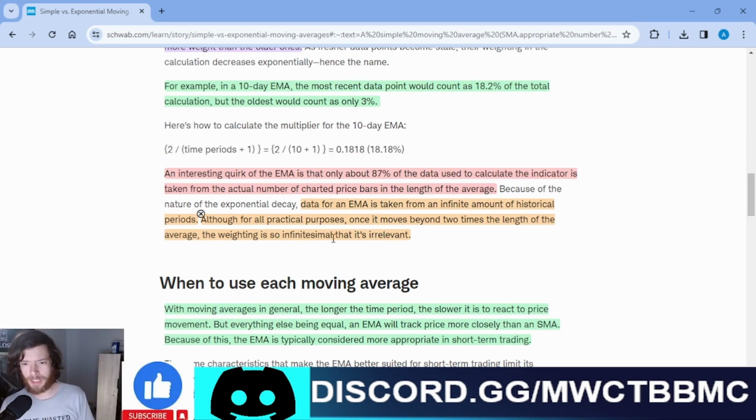An interesting quirk of the EMA is that about 87% of the data is used to calculate it. The rest is all history that's taken from a long period of time, but for practical purposes, it's irrelevant.